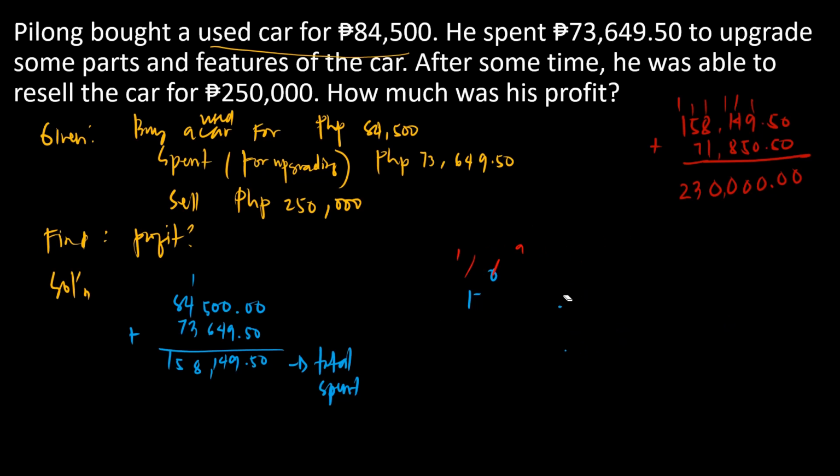Okay, class, it's easy to input in the calculator. It's easy to know the answer there. But the thing is, how we are going to get it manually. Okay? So we have 250,000 minus 158,149.50. So this also has 0, 0. Okay. Then let's subtract them.